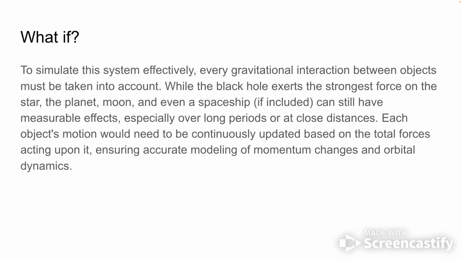As for what if: in reality, every object in space interacts with every other object. While the black hole has the strongest influence, smaller bodies like the planet, moon, and spaceship still affect each other. To model a more complex system, we would need to account for all gravitational interactions and continuously update each object's position based on the combined force of gravity acting on it.